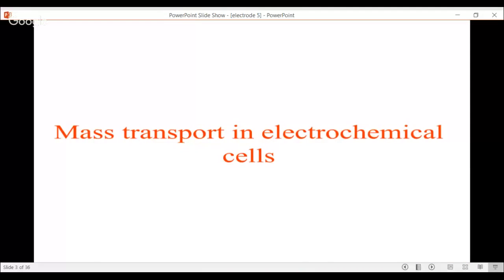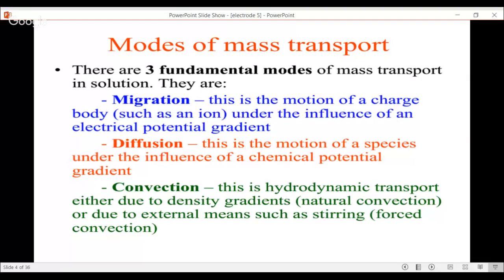So now mass transport in electrochemical cells is an important area. There are three fundamental modes of mass transport in solution. One is migration, because we are essentially dealing with ionic solutions in electrochemistry. This is the motion of charged ions under the influence of an electrical potential gradient, under the influence of an electrical field. Let us keep it simply that, but it is essentially the potential gradient. If the potential changes, automatically the migration also will change.